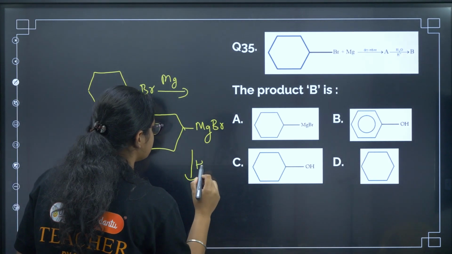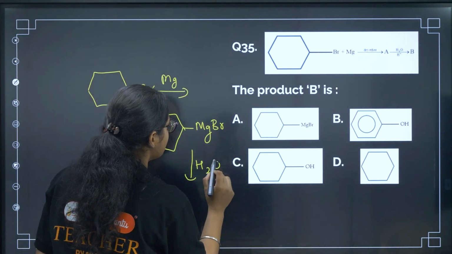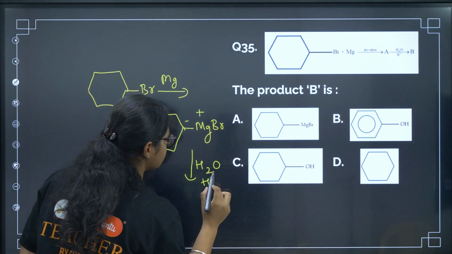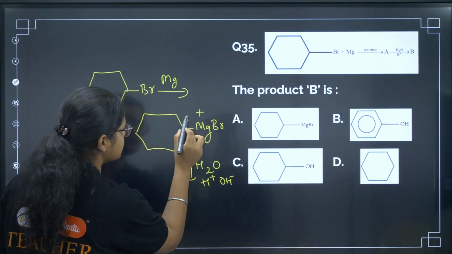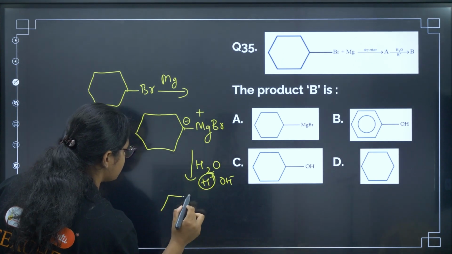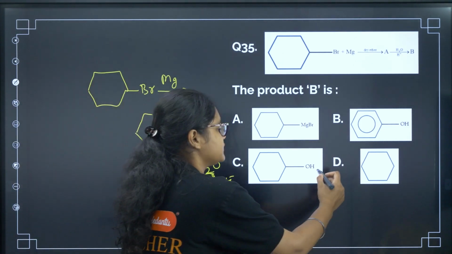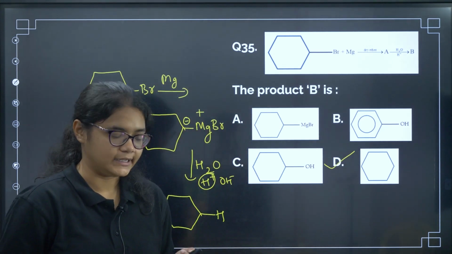Okay. Now after this, it is taken with water. So if you remember, this is the hydrolysis part. Plus we have here minus, and here we have H plus and OH minus. So this minus will take this H plus, and the product formed will be nothing but cyclohexane. Okay, so correct answer for this question will be option number D.